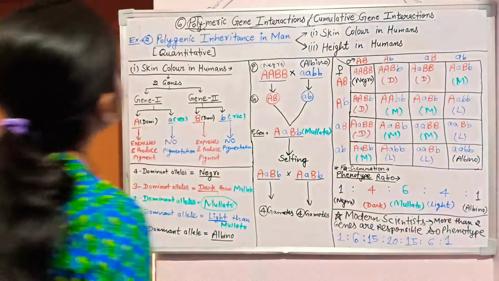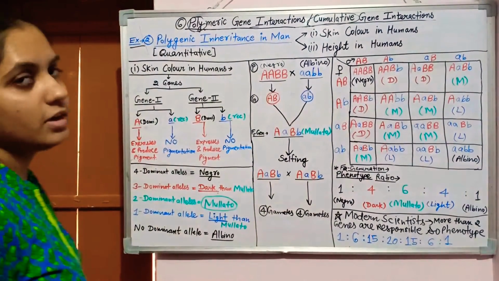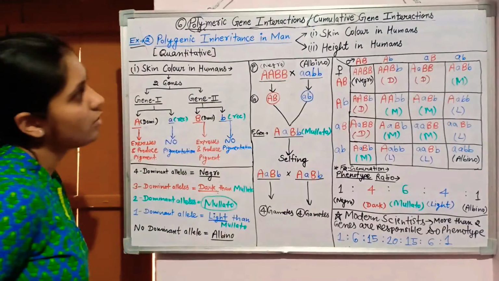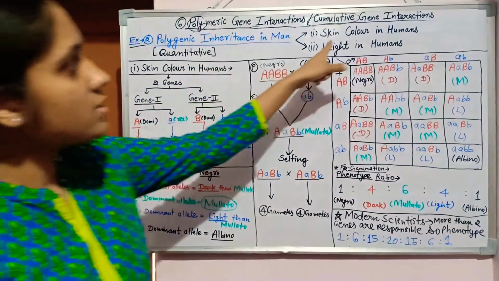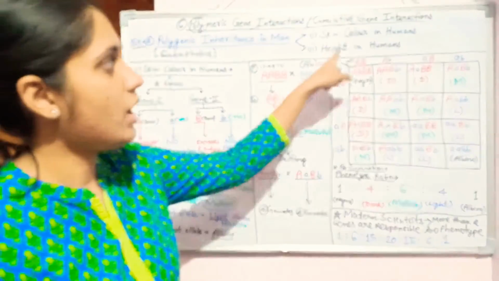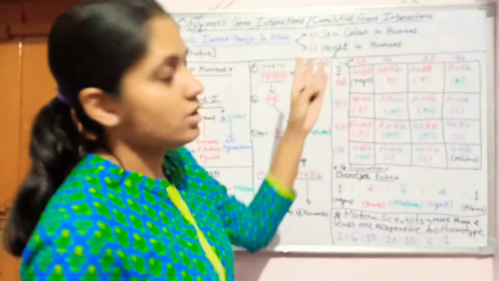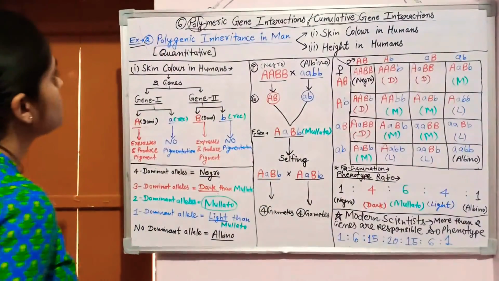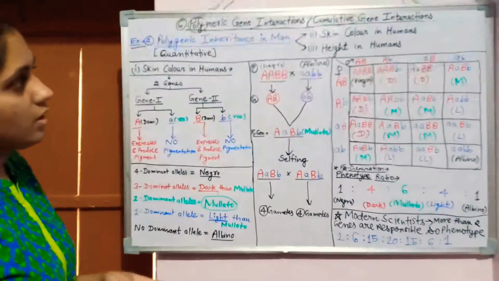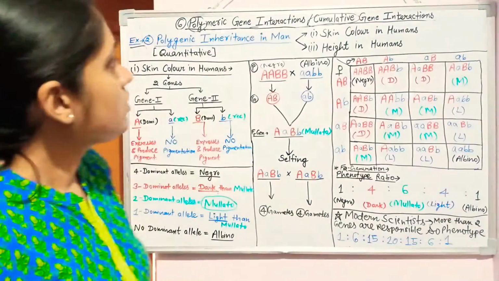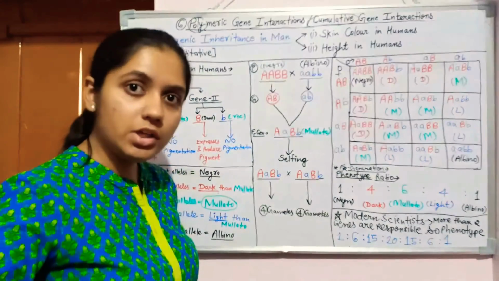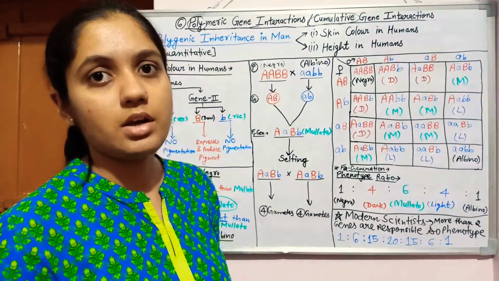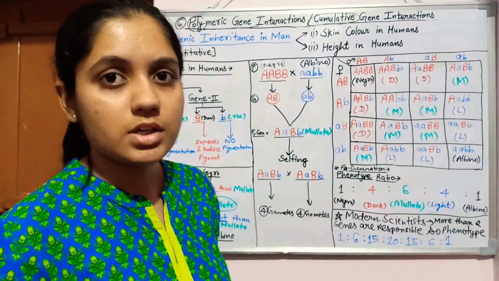Okay, so this is the second example of the polymeric gene interaction, that is the polygenic inheritance in man. It is seen in the skin color in humans and in the height in humans. These are two examples, or many more like eye color, etc. Before understanding this, you must understand about the continuous and discontinuous variation.